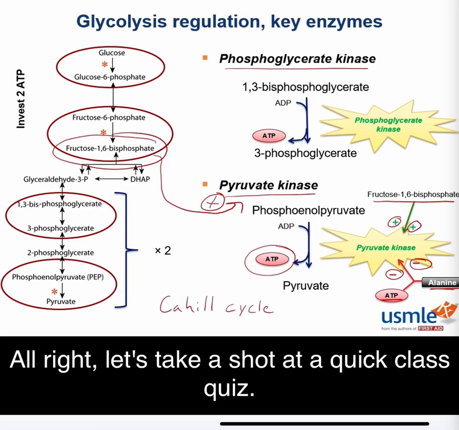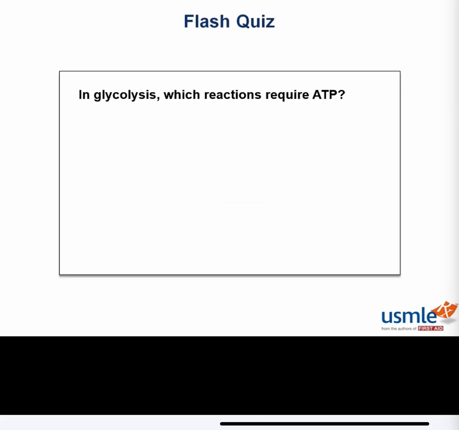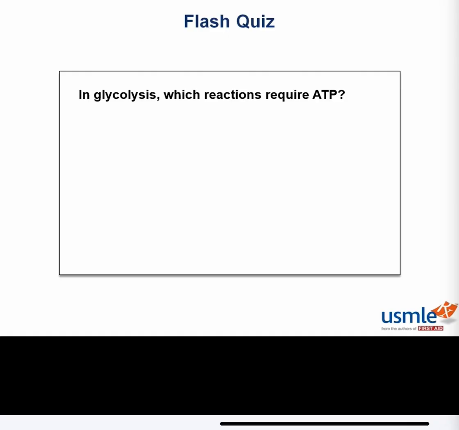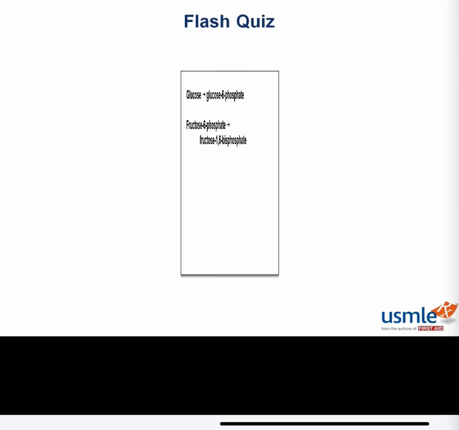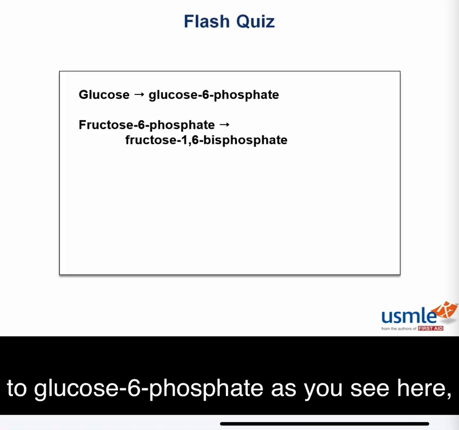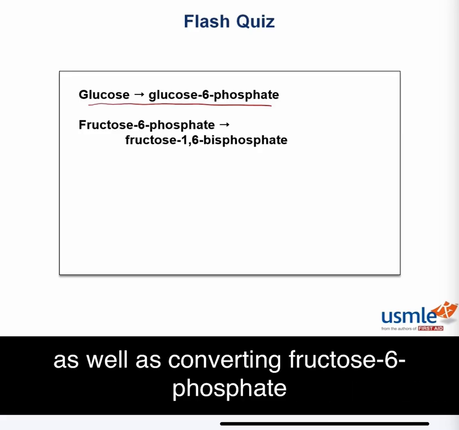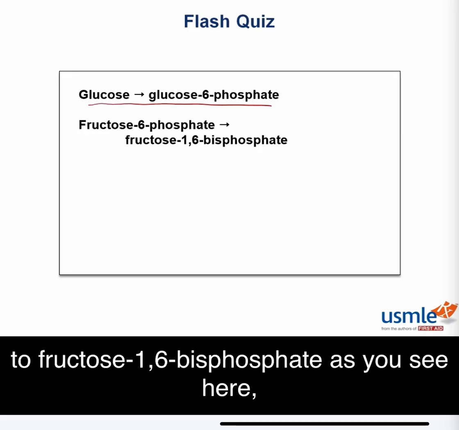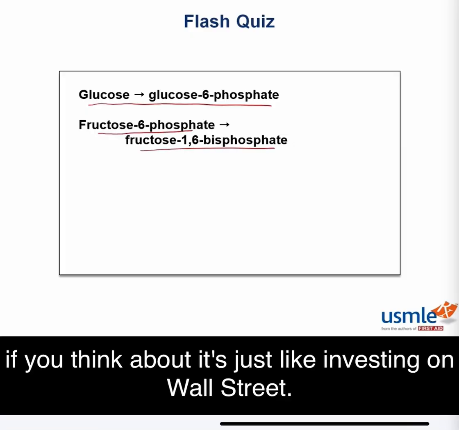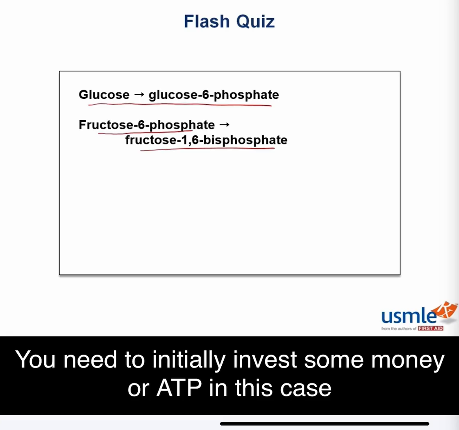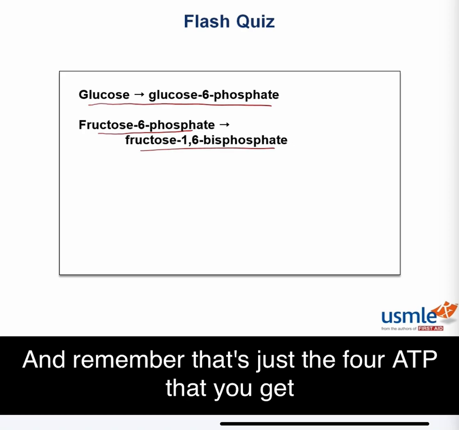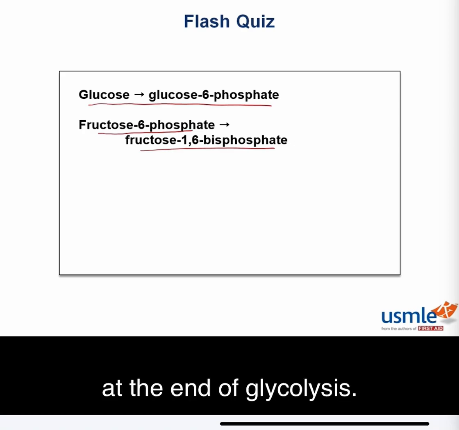Well, alright, let's take a shot at a quick flash quiz. In glycolysis, which reactions require ATP? Well, there are two steps in glycolysis that require the investment of ATP, and this is converting glucose to glucose 6-phosphate, as you see here, as well as converting fructose 6-phosphate to fructose 1,6-bisphosphate, as you see here. And if you think about it, it's just like investing on Wall Street. You need to initially invest some money, or ATP in this case, before you're ever going to get a return on your investment. And remember, that's just the 4 ATP that you get at the end of glycolysis.